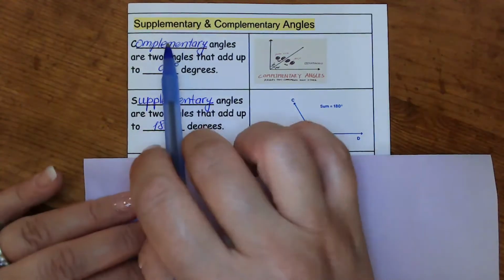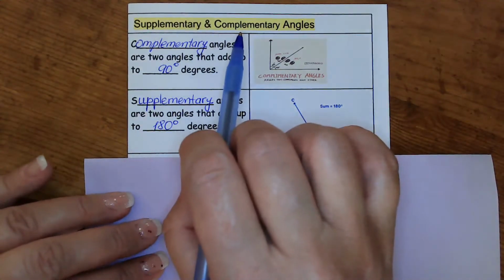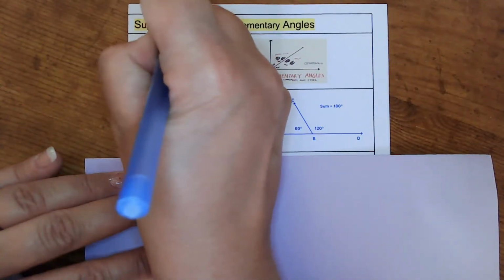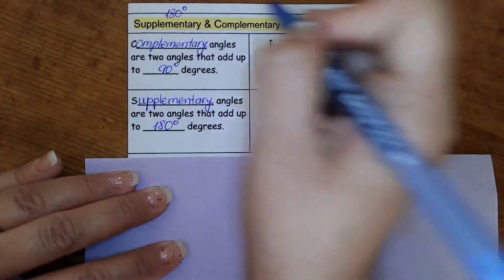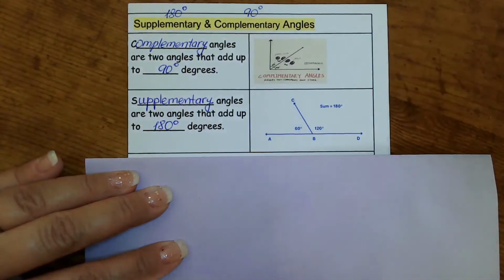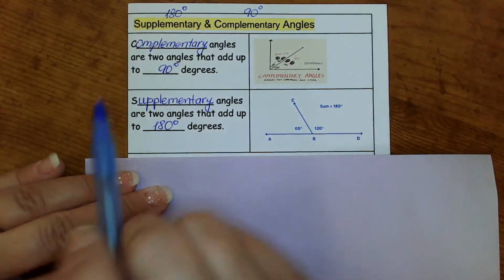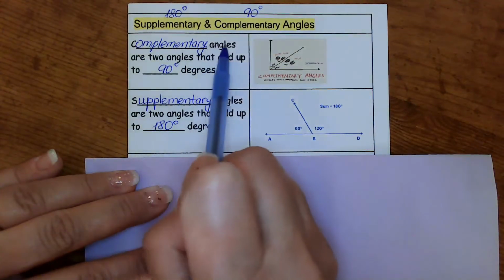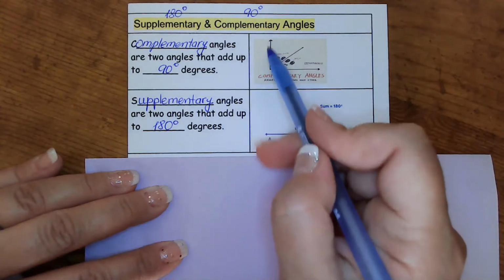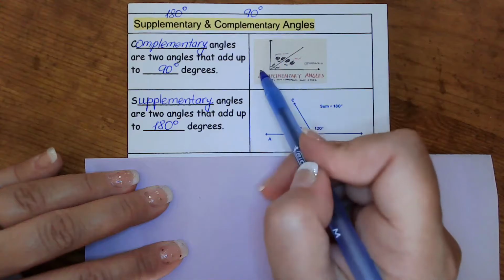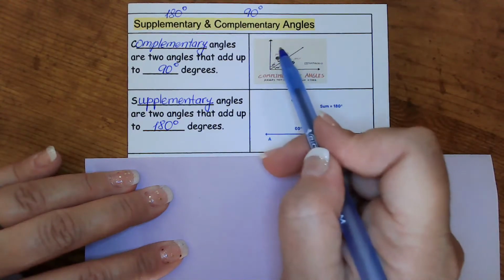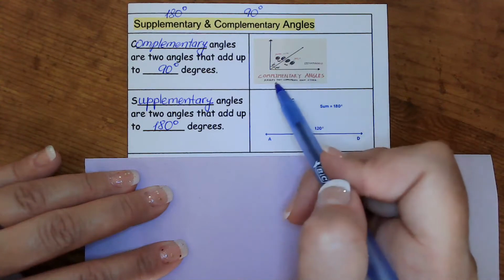In this video, we'll be talking about supplementary and complementary angles. Supplementary has to do with 180 degrees or a straight line. Complementary has to do with 90 or a corner, a right angle. So if I look at complementary angles, there are two angles that add up to 90 degrees. So if I have a 90-degree intersection and I split it into two different angles, the two angles must add up to 90 degrees. That makes them complementary.